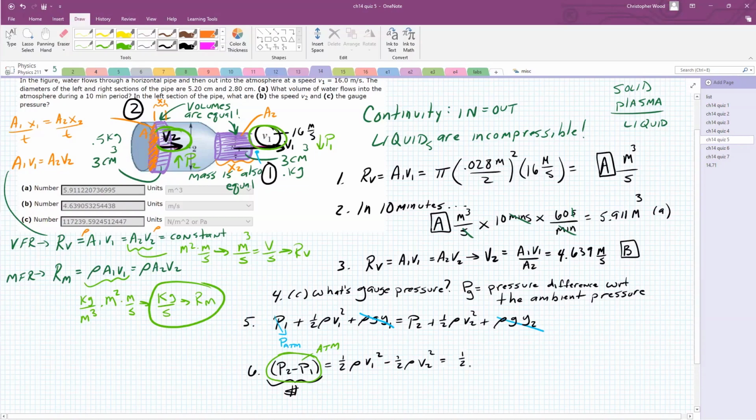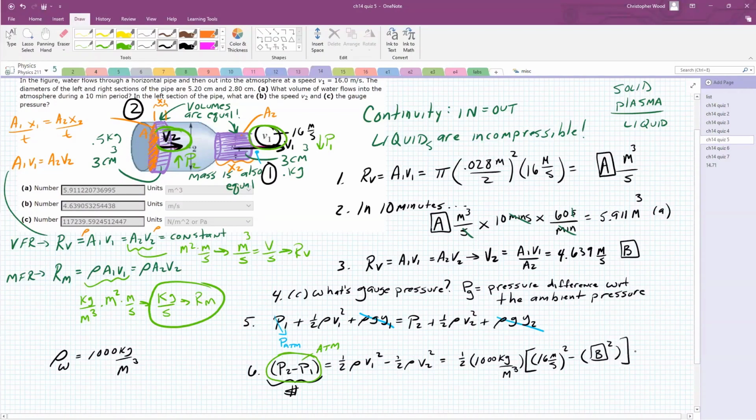1/2 is a common factor. Rho, is this water? Yeah, and here's the density of water. The density of water is equal to 1,000 kilograms per cubic meter. So it's 1/2 times 1,000 kilograms per cubic meter. That's a common term. So then here's V1 squared, which is given: 16 meters per second squared minus V2 squared. And V2 for me is sitting in memory location B.